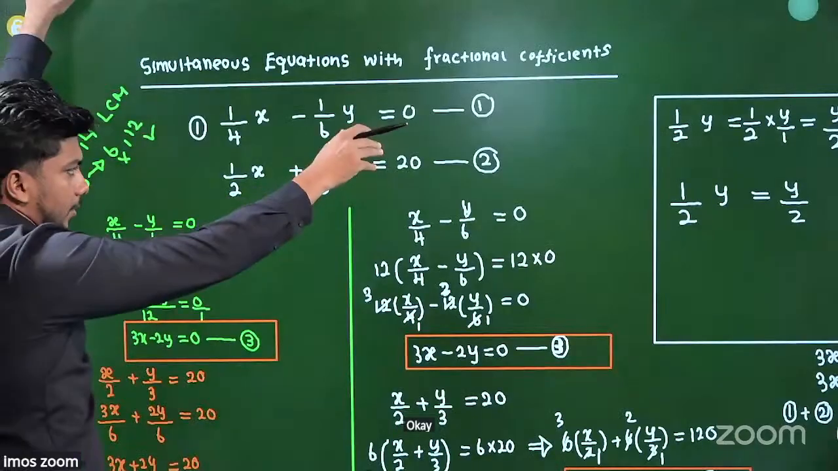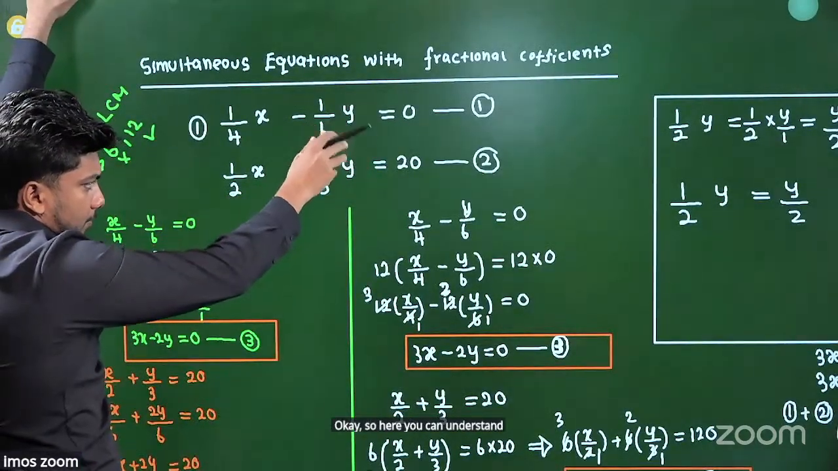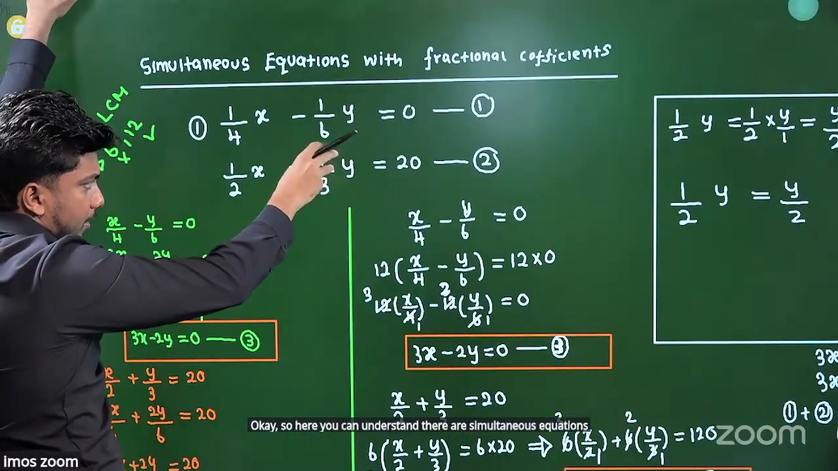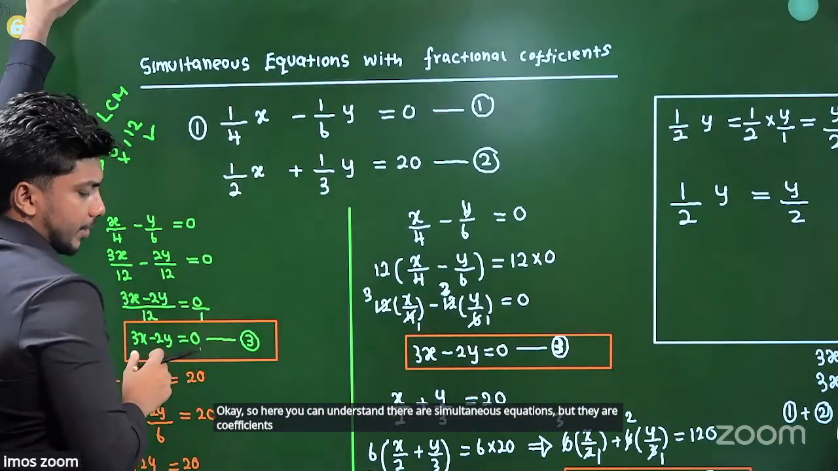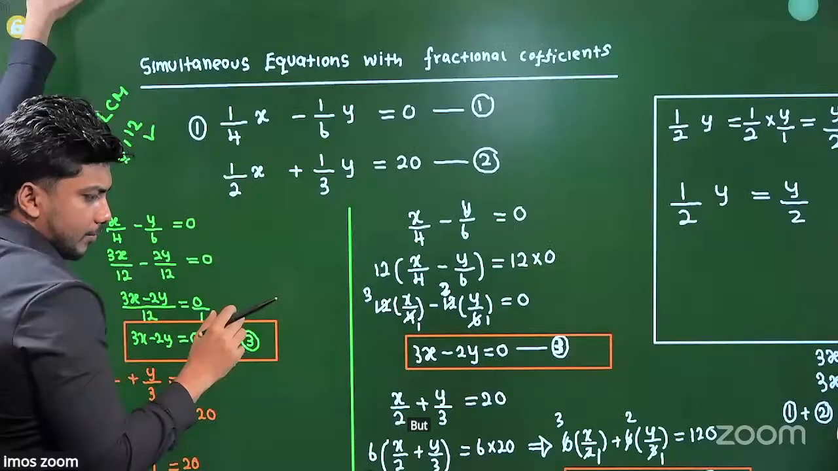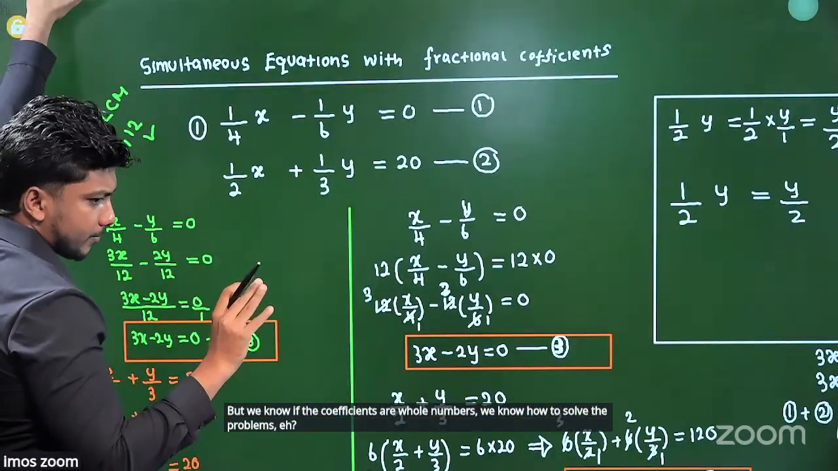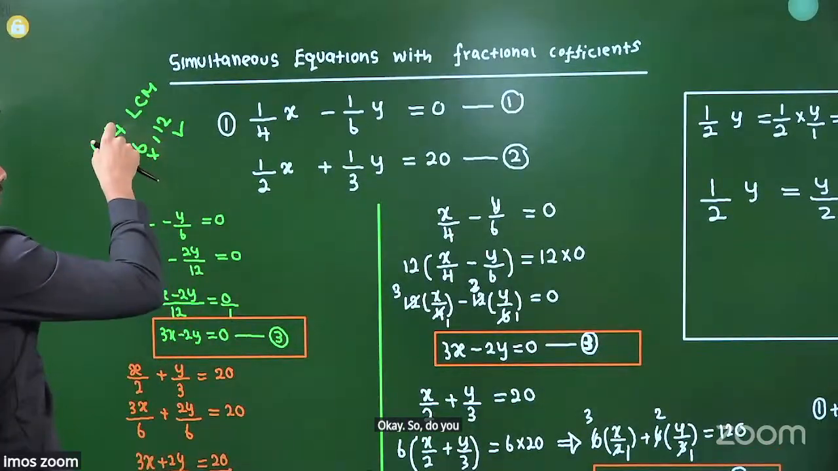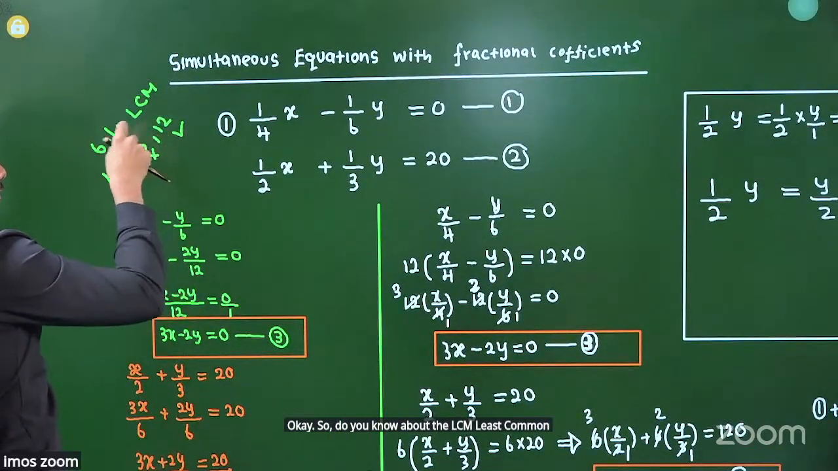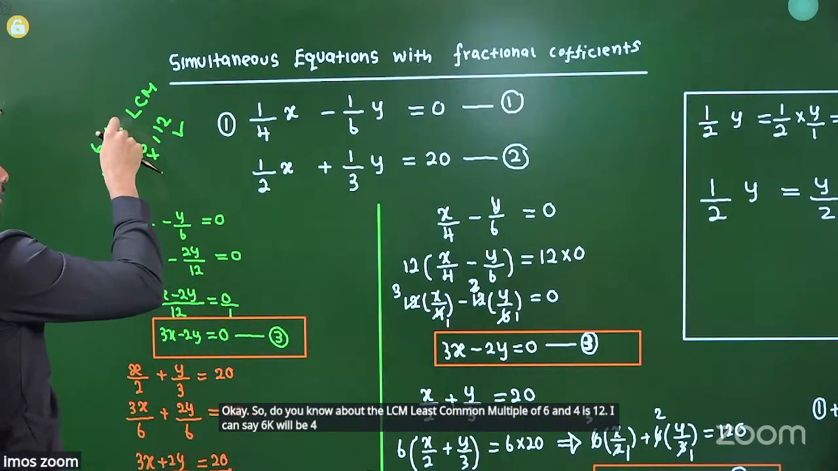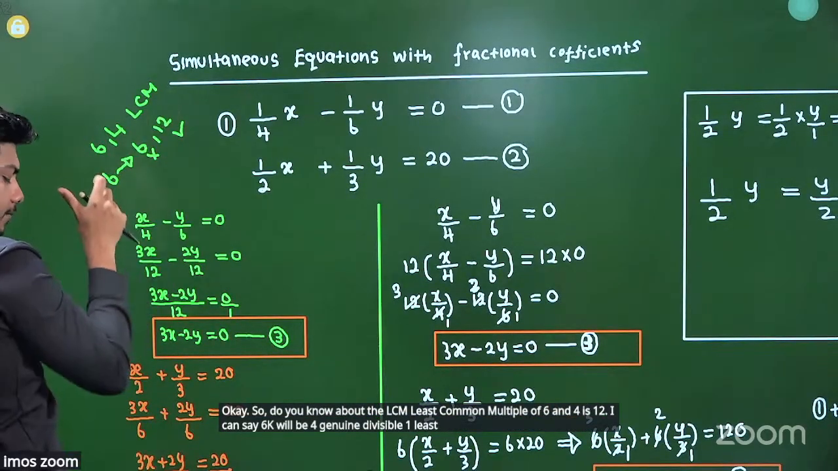Okay, so here you can understand there are simultaneous equations, but their coefficients are fractions. But we know if the coefficients are whole numbers, we know how to solve the problems. Do you know about the LCM, least common multiple of 6 and 4 is 12. That is, the least number divisible by both 6 and 4 is 12. Do you know that? Yes, sir.